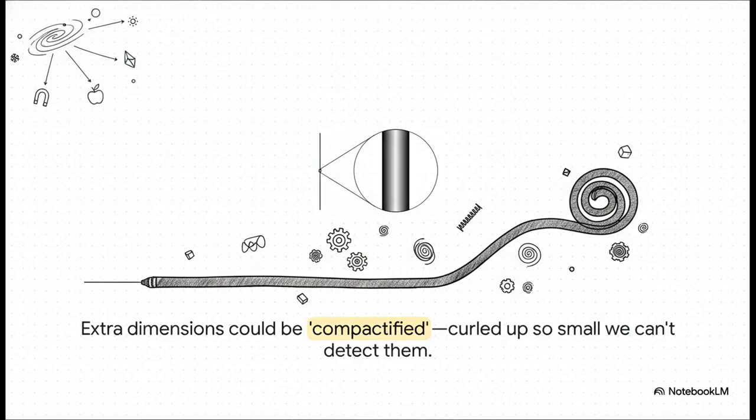Think about a garden hose. If you're looking at it from really far away, it just looks like a one-dimensional line. But when you get up close, you see it has a second dimension, right? Its circumference. These extra dimensions could be just like that, but on an impossibly tiny scale.